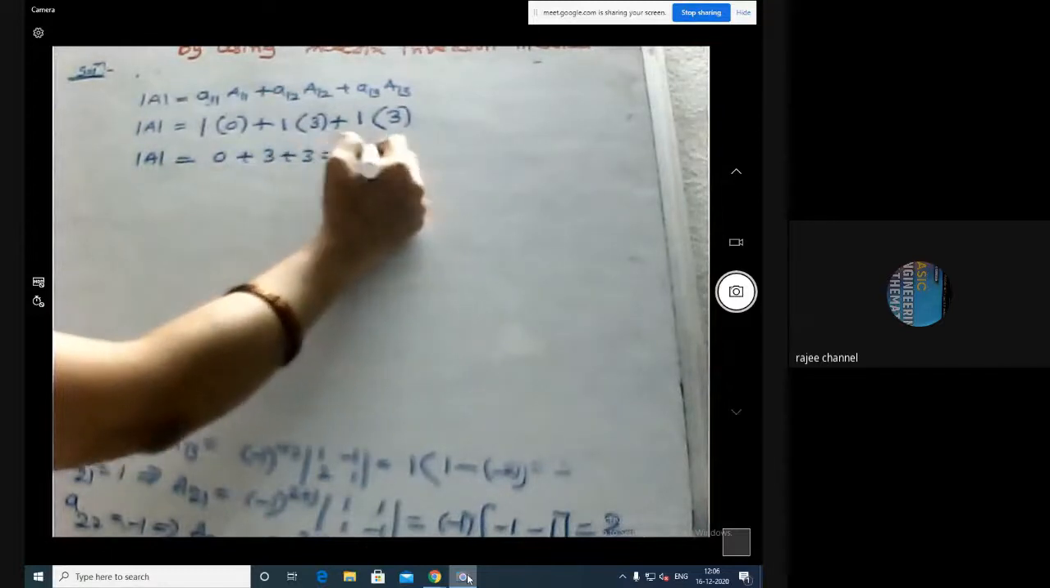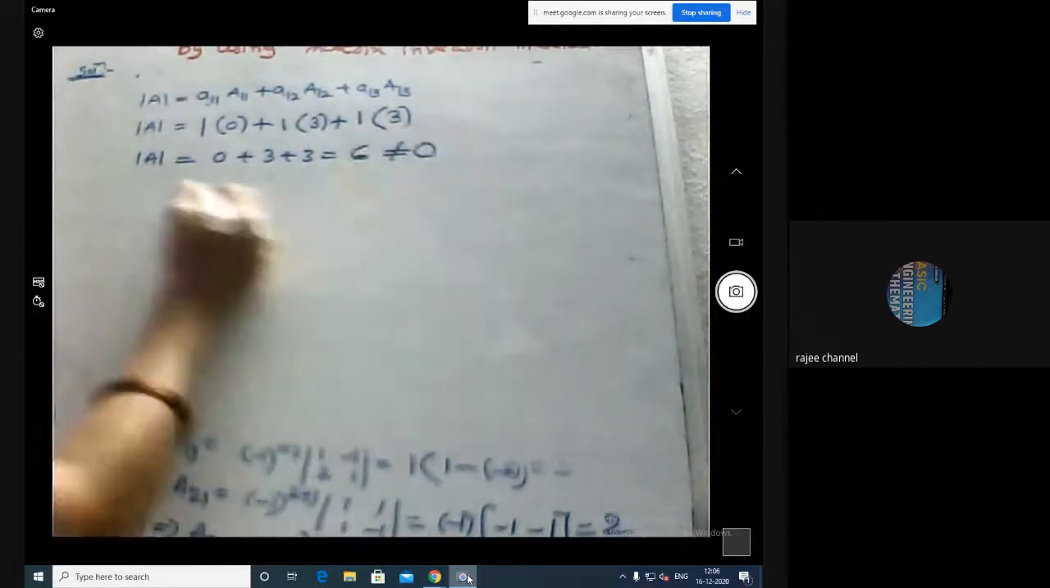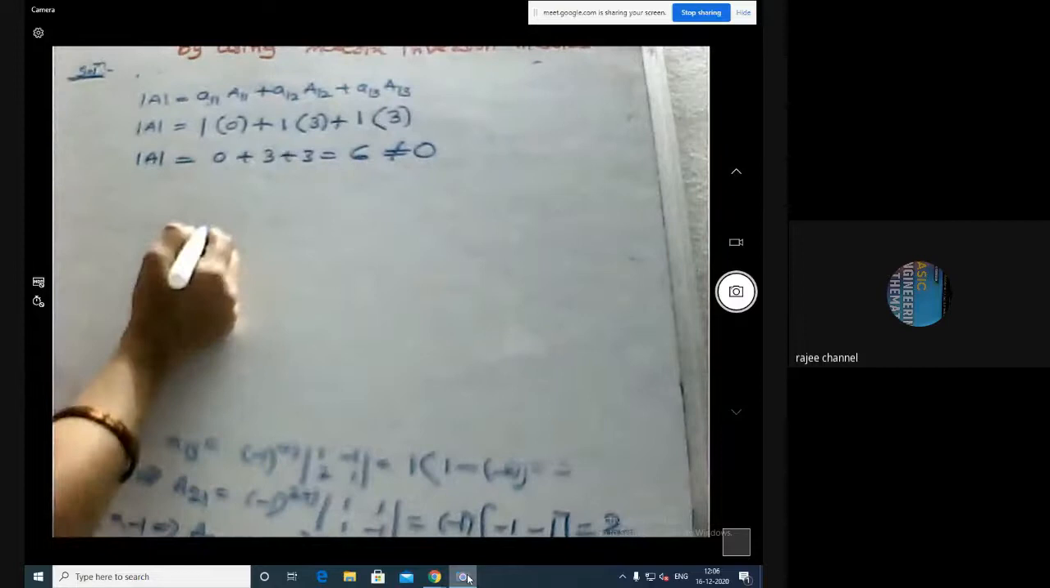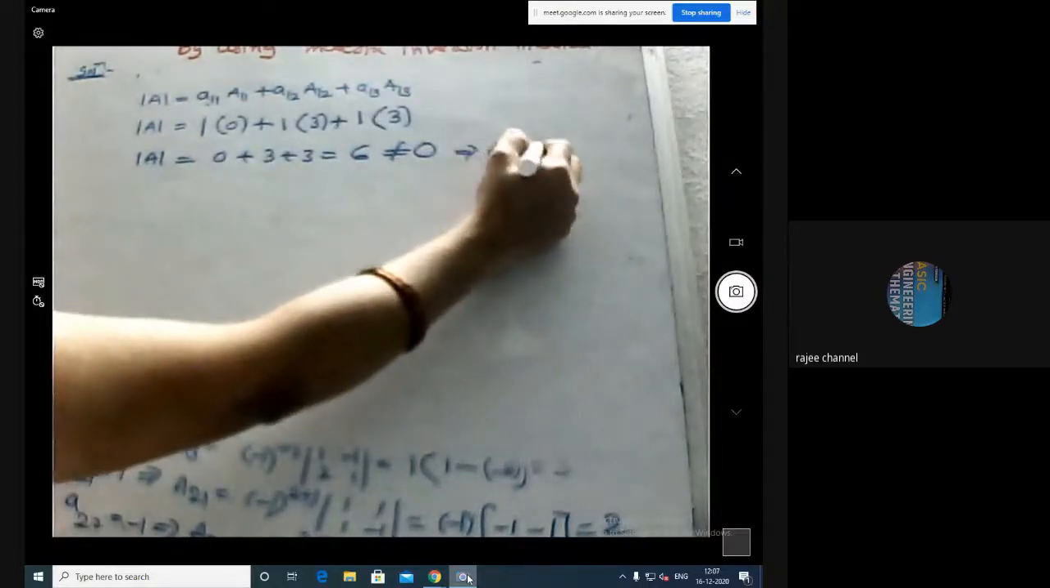So next, I look at determinant A, that should not be equal to 0. Then A inverse exists. Okay, so now 1 into 0 is 0, 1 into 3 is 3, 1 into 3 is 3, so total we get 6. 6 is not equal to 0, so determinant A is not equal to 0. A inverse exists.